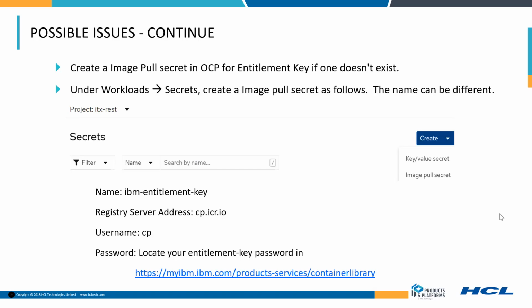It's possible that you need permission to access the image. This is where the secret comes in. You may have to create a secret for the entitlement key. In your OpenShift console, click Workloads, then Secrets. Click Create Image Pull Secret. Key in the values as shown on the screen. You can choose a name other than IBM entitlement key.